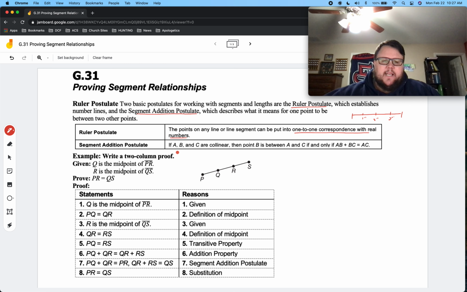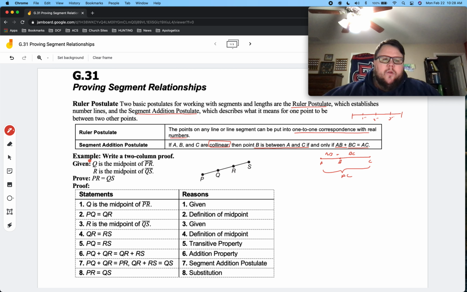The segment addition postulate says if A, B, and C are collinear, meaning they are on the same line, then point B is between A and C if and only if AB plus BC equals AC. So if I had a line segment A, B, and C, that's line segment AC. Well, we know that AB plus BC would equal AC, the whole thing. So that's all that's saying.